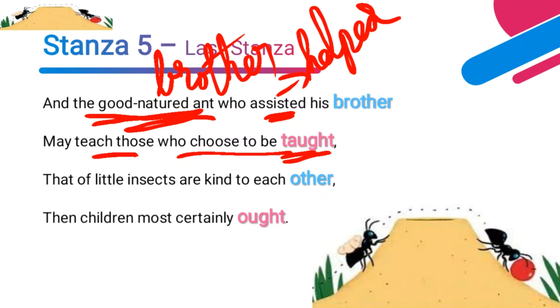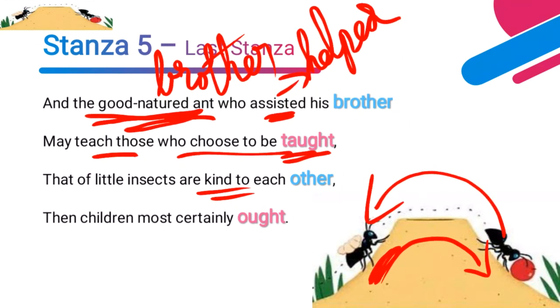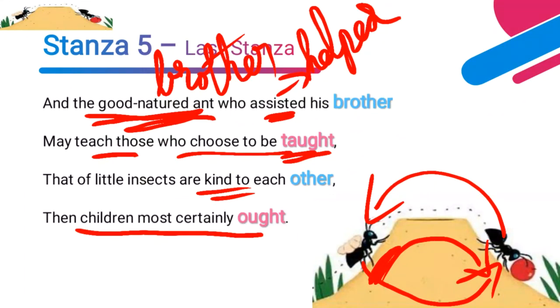That of little insects are kind to each other. So look here, even these small tiny insects are helping each other. They are kind to each other. Okay, yes children. So children most certainly ought. Like these small creatures, you should also help the needy people. You should also be kind and help the needy people.